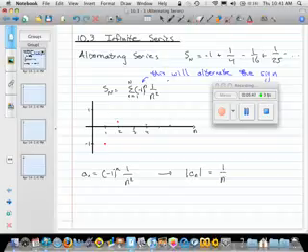So we're going to look at the absolute value, and note that for the absolute value of the sequence, all terms are positive, which means the integral test applies.